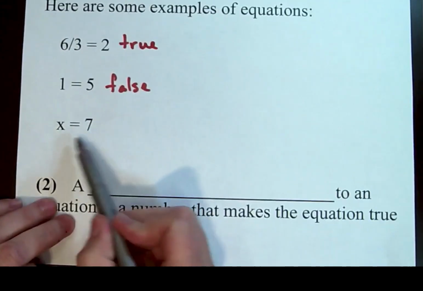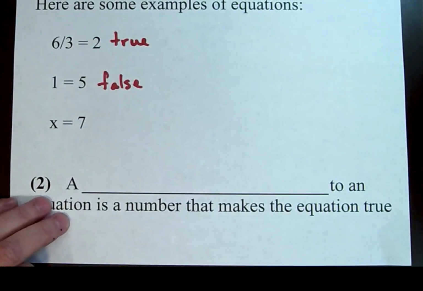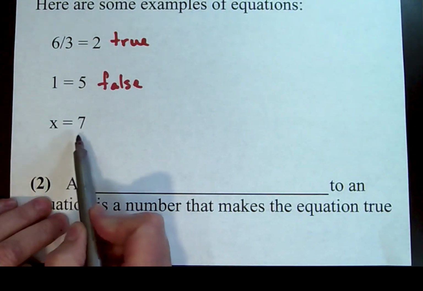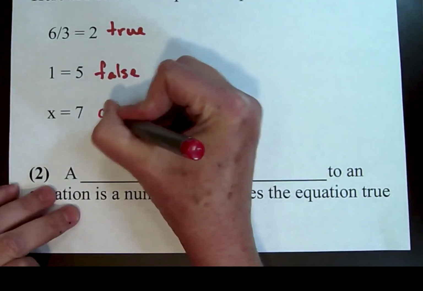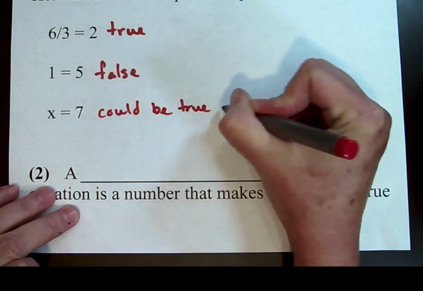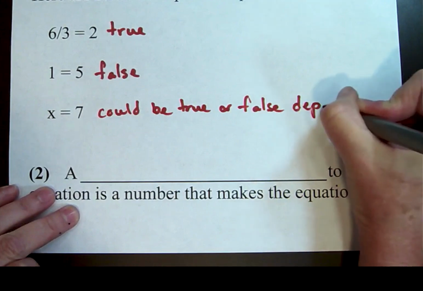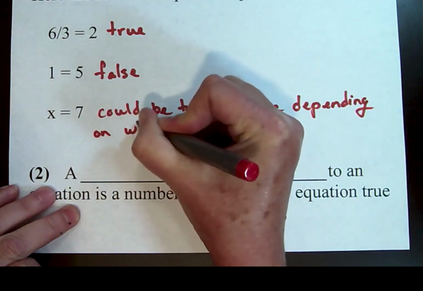Now, what about this third one, x equals 7? Is that true or false? Well, it depends on what x is, doesn't it? If x is 7, it's true. If x is not 7, it's false. So this one could be true or false, depending on what x is.